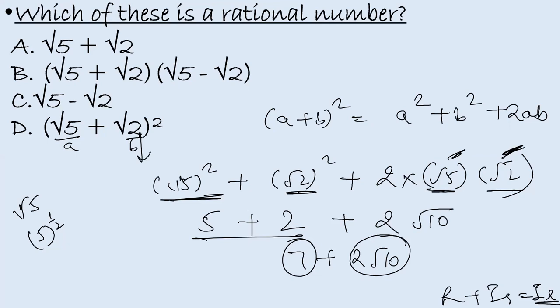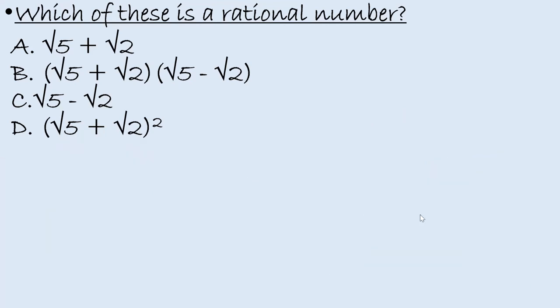I think it's very much clear to you. Okay. So moving towards the next part. So it means the P part only is the rational number. All others are irrational. Now the next question.